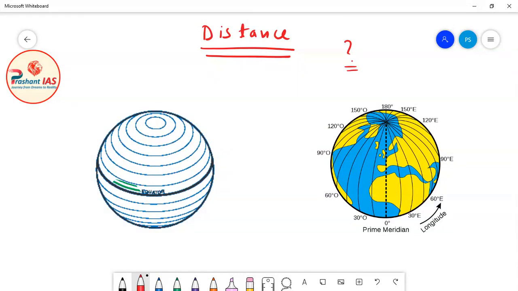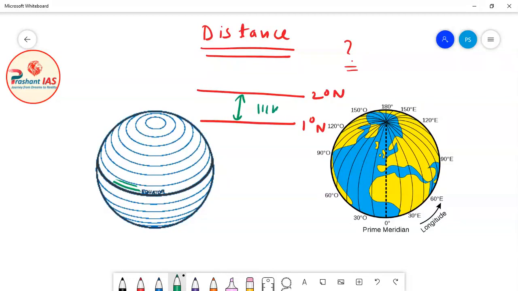So let's suppose, friends, this is 1 degree north parallel of latitude, and this is 2 degree north parallel of latitude. Then the distance between both of them will be approximately 111 kilometers. So the distance between two consecutive parallels of latitude is approximately 111 kilometers.